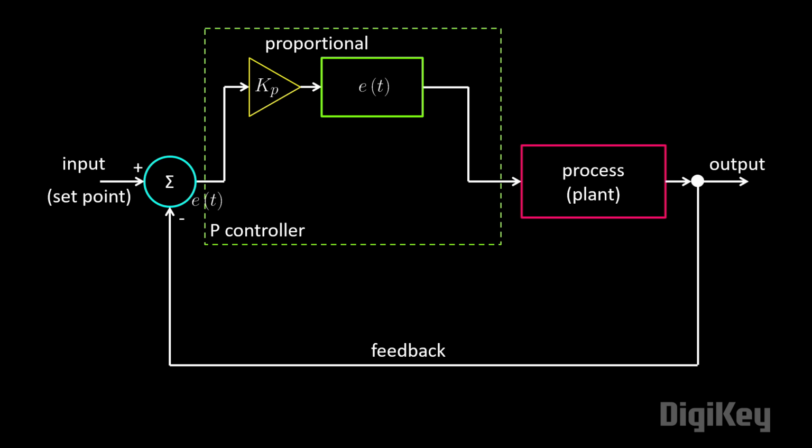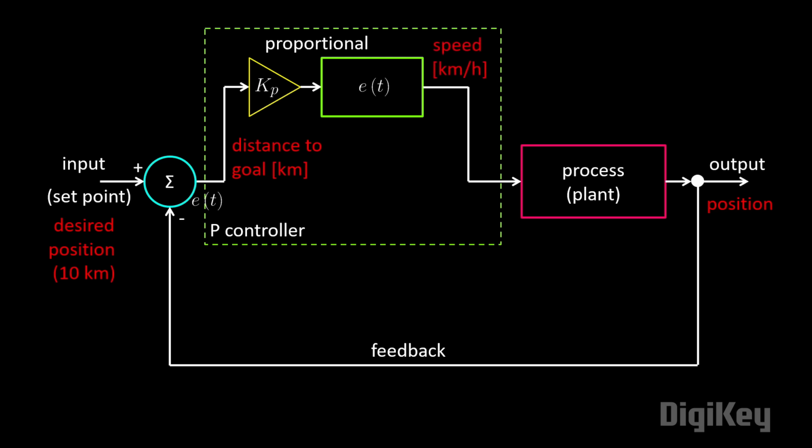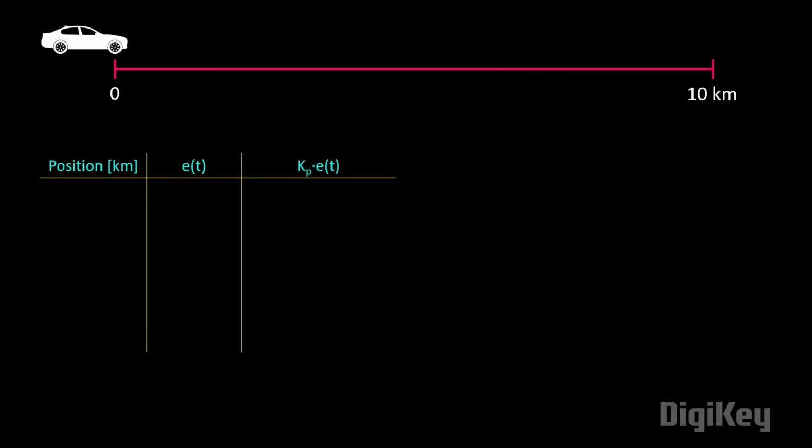Instead of speed, let's say that we want to move our car 10 kilometers, so our set point is 10 kilometers. Our error is the difference between this set point and the actual position of the car. Therefore, our error is a measurement of the distance to the goal. We want the output to be the speed of our car in kilometers per hour. The plant is still our car or engine. We give it a speed and it performs the movement for us. Here's a diagram of our car moving toward its goal.